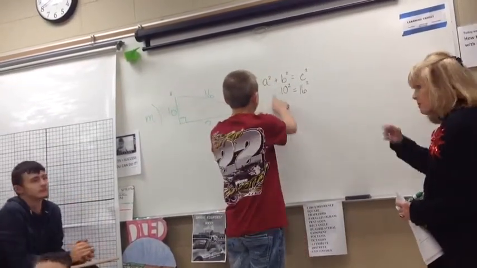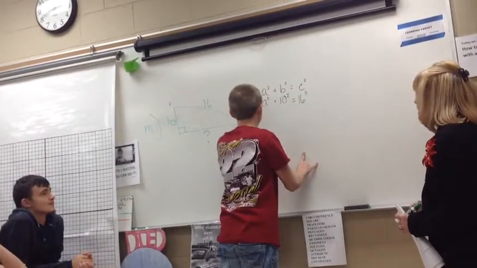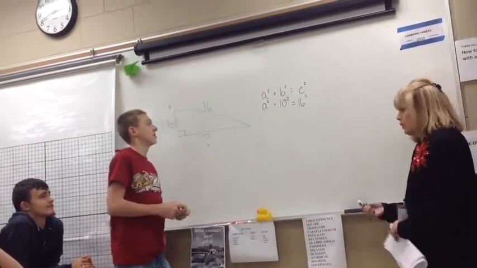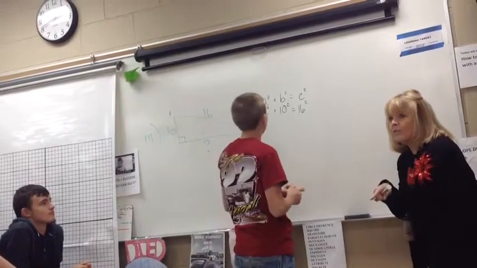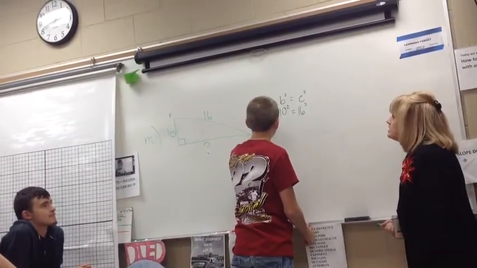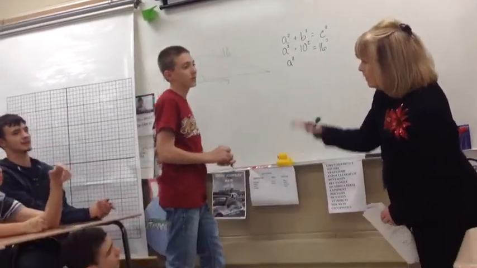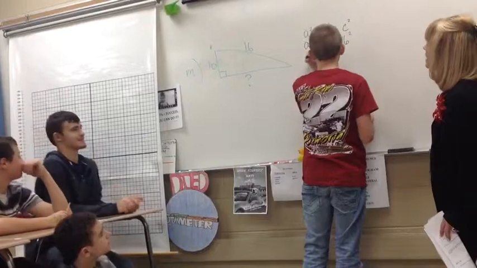So then do I write plus a squared? Yes. Now bring down the A. Always bring down your A squared. Before, it's always bring down your C squared. Now it's always bring down your A squared. Now what's 10 squared? 100. So put plus 100.